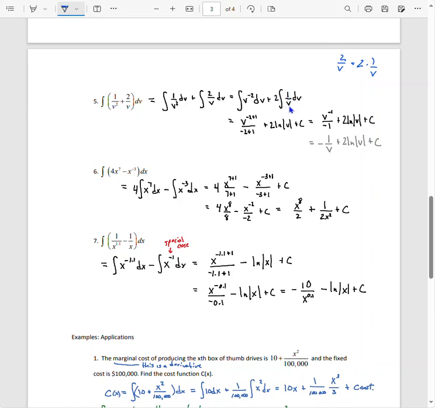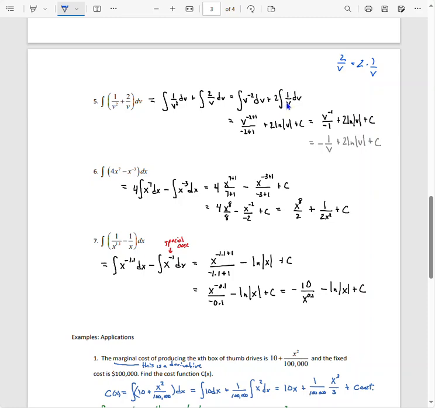1 over v is very special, right? That's a v to the negative 1 power. So when I do the antiderivative, I'll use the power rule. The integral of v to the negative 2 dv, I'll take negative 2 plus 1 to be my new exponent, and that's my new denominator as well. Plus 2 stays out in front.